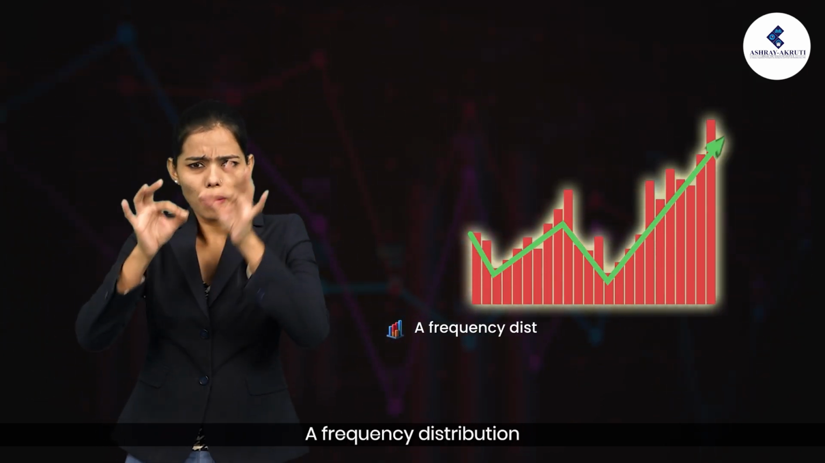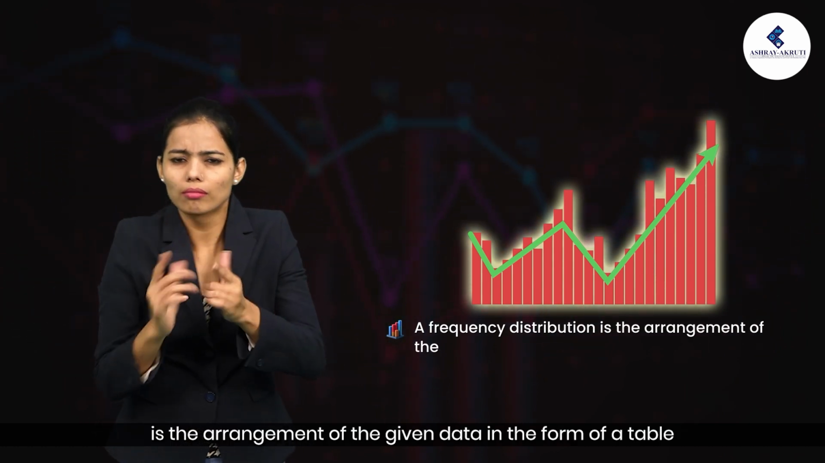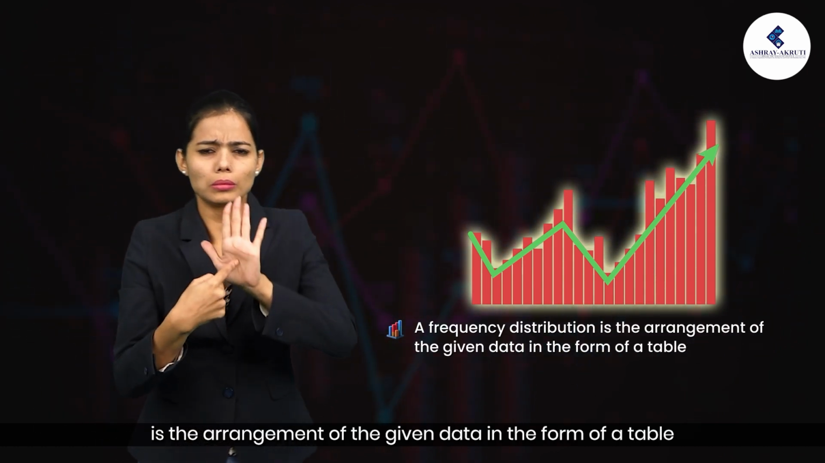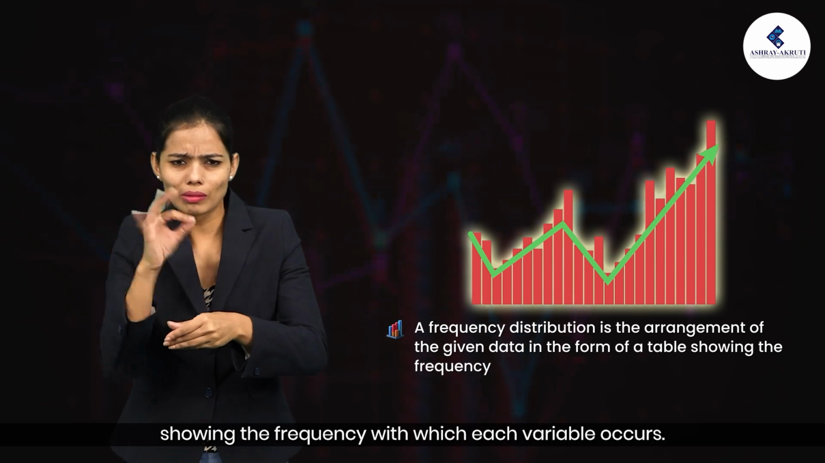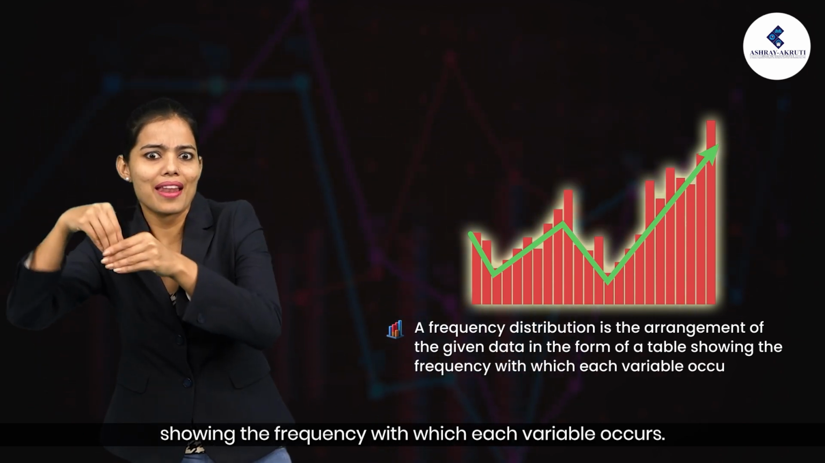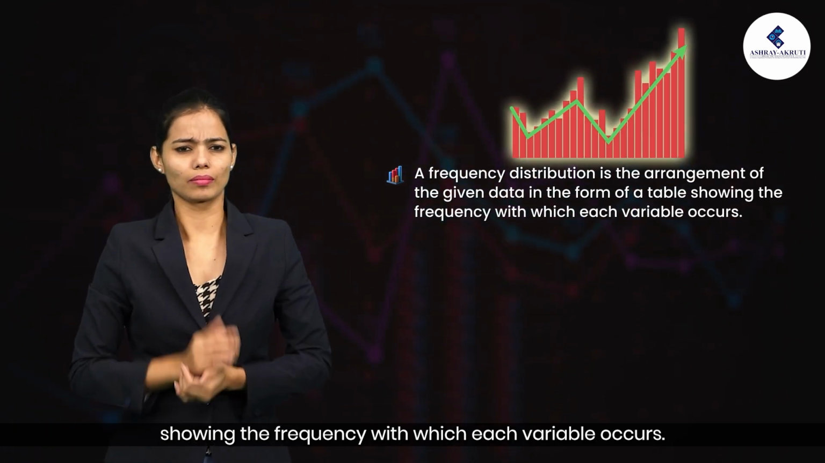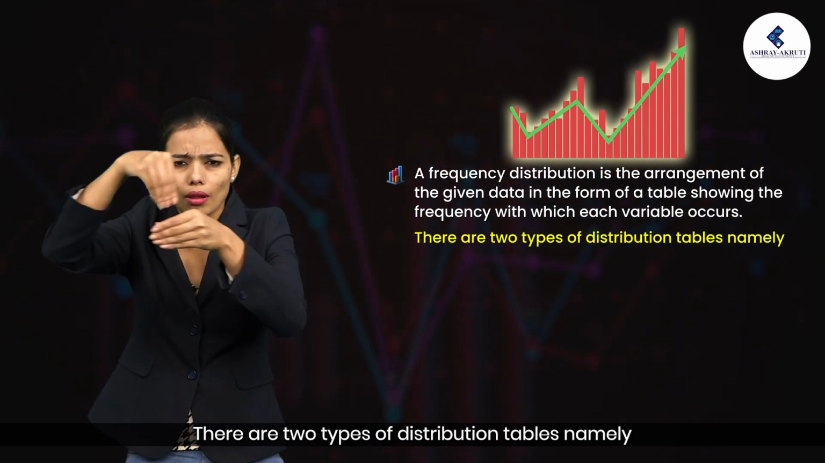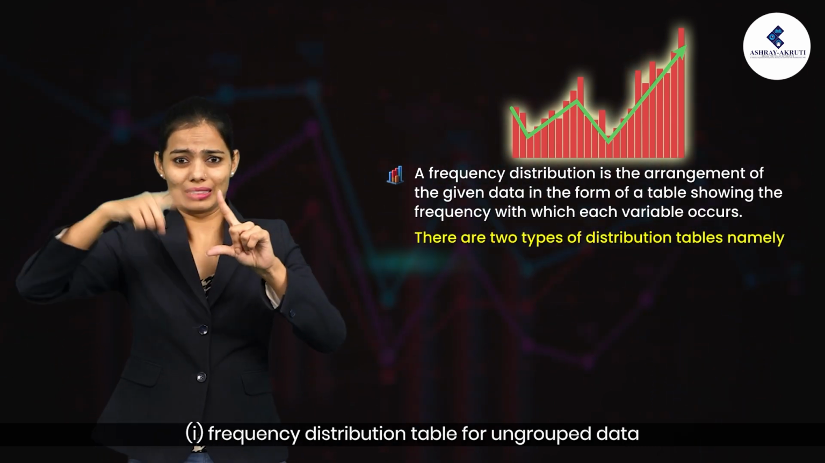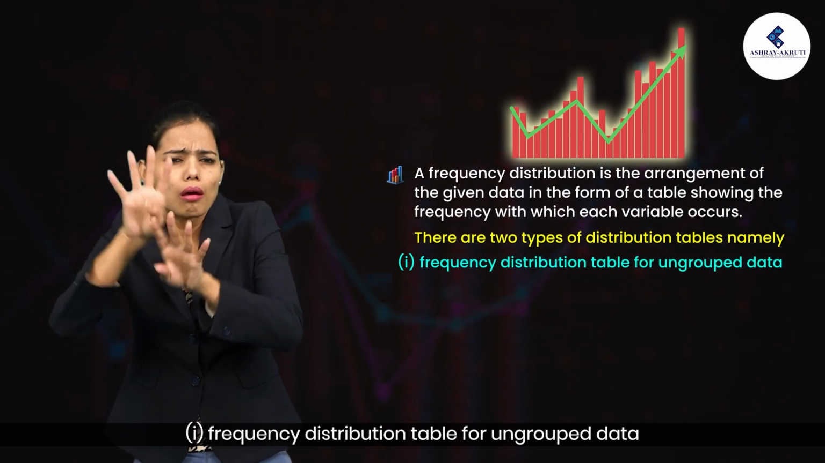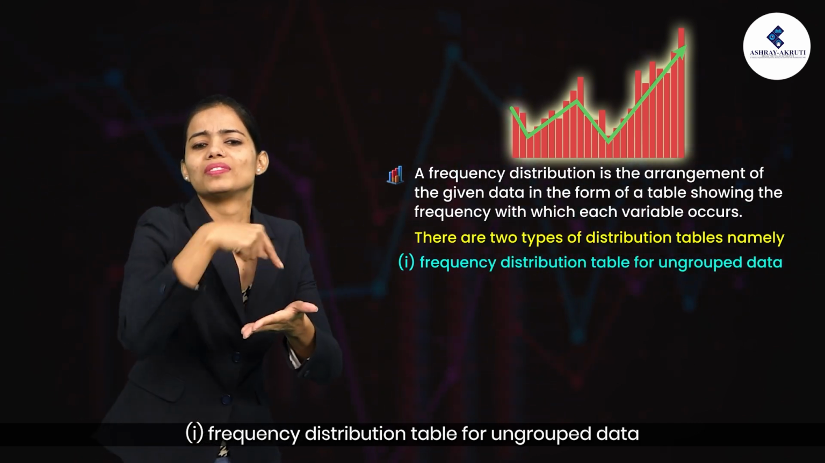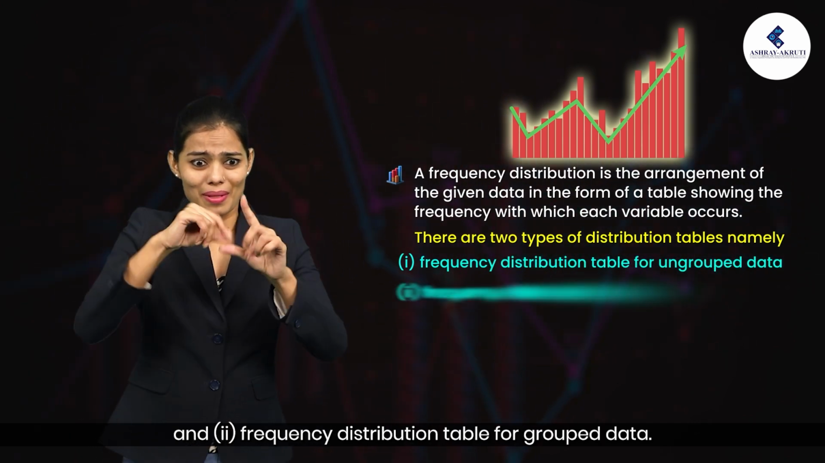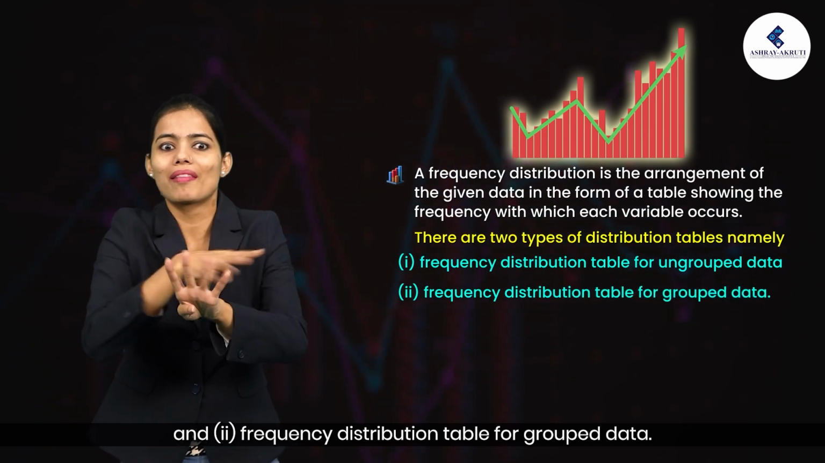A frequency distribution is the arrangement of the given data in the form of a table, showing the frequency with which each variable occurs. There are two types of distribution tables, namely frequency distribution table for ungrouped data and frequency distribution table for grouped data.